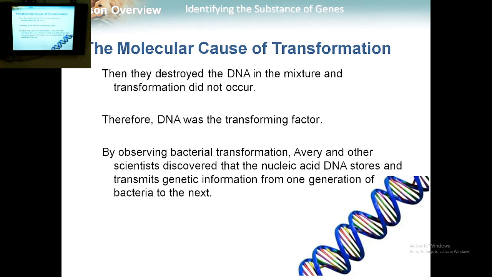So by observing bacterial transformation, Avery and other scientists discovered that the nucleic acid DNA stores and transmits genetic information from one generation of bacteria to the next. These experiments were done to check the chemical nature of the genes or genetic material. So by Griffith's experiments and Avery's experiment, we discovered what the genetic material is. Okay?